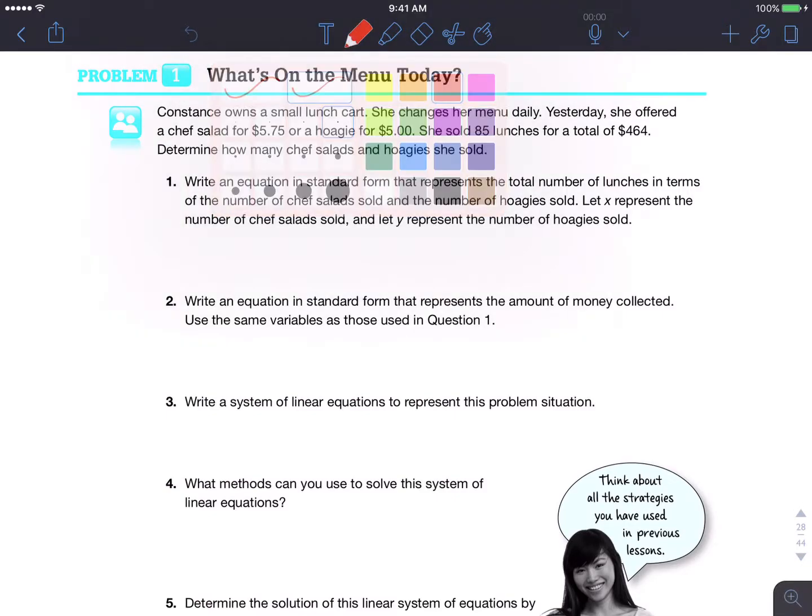Okay. So it says Constance owns a small lunch cart. She changes her menu daily. Yesterday she offered a chef salad for $5.75 or a hoagie for $5. She sold 85 lunches for a total of $464. Determine how many chef salads and hoagies she sold. So you know right off the bat that the important information is probably going to be right here. Okay? That's probably what we need.